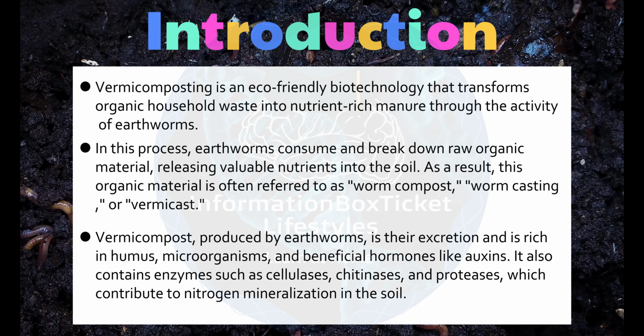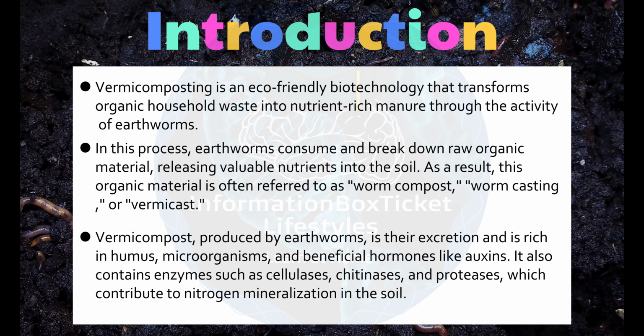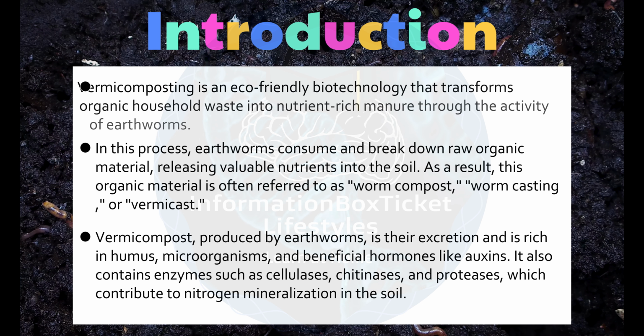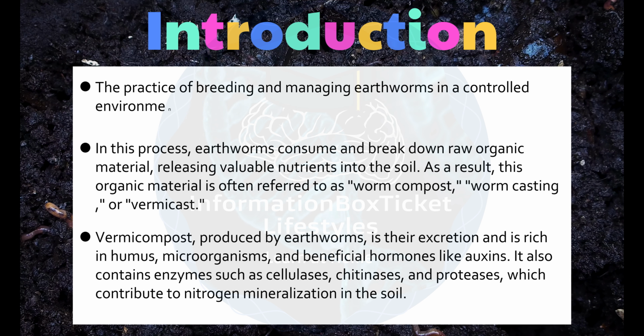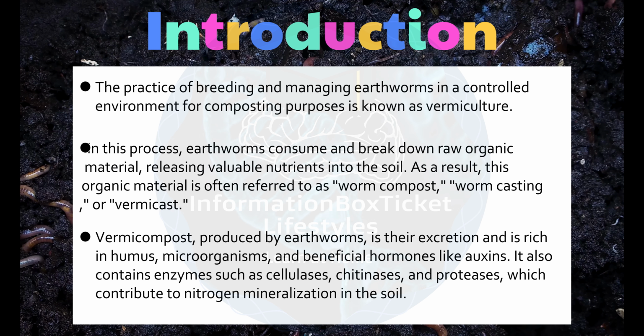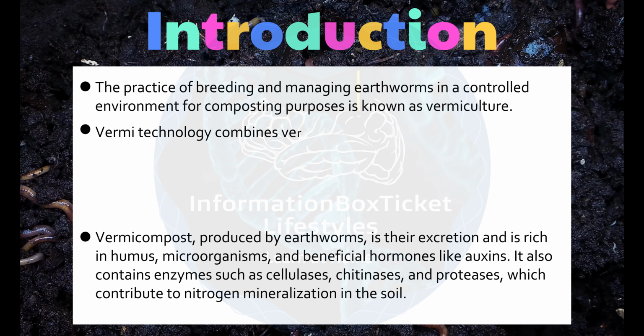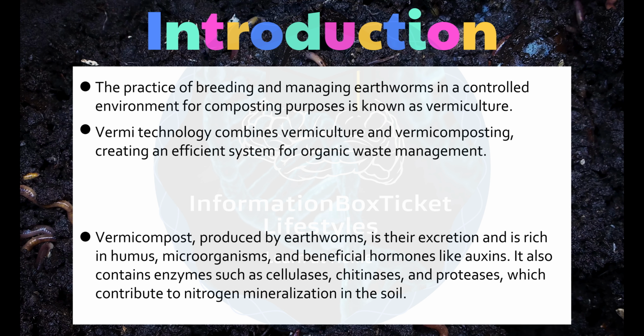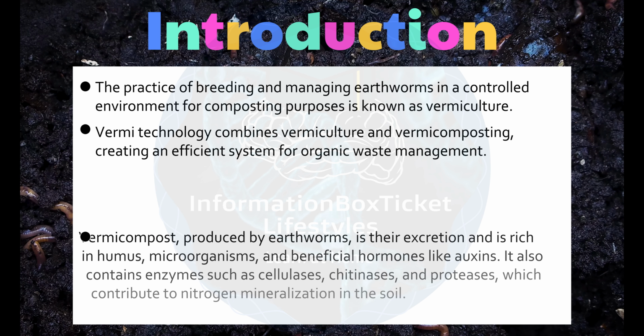Vermicompost, produced by earthworms, is their excretion and is rich in humus, microorganisms, and beneficial hormones like auxins. It also contains enzymes such as cellulases, chitinases, and proteases, which contribute to nitrogen mineralization in the soil. The practice of breeding and managing earthworms in a controlled environment for composting purposes is known as vermiculture. Vermitechnology combines vermiculture and vermicomposting, creating an efficient system for organic waste management.